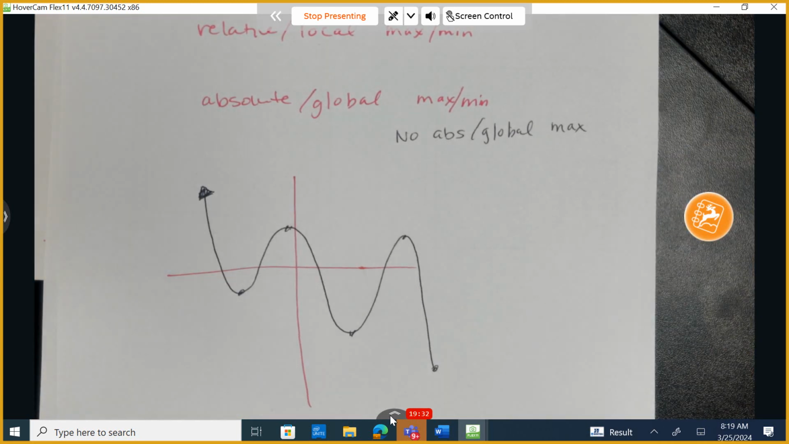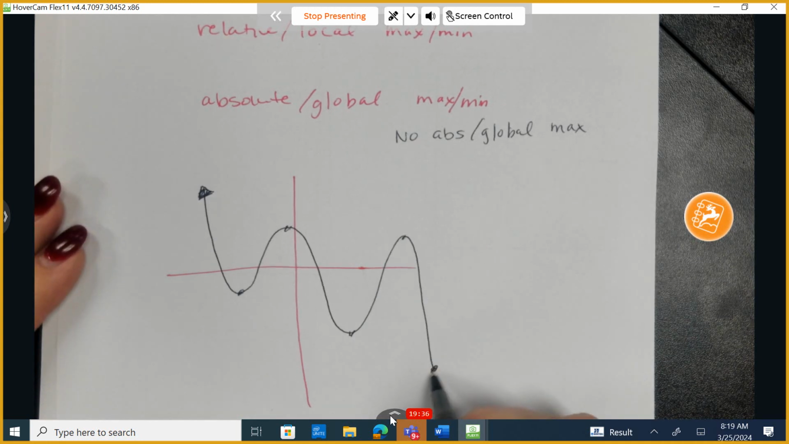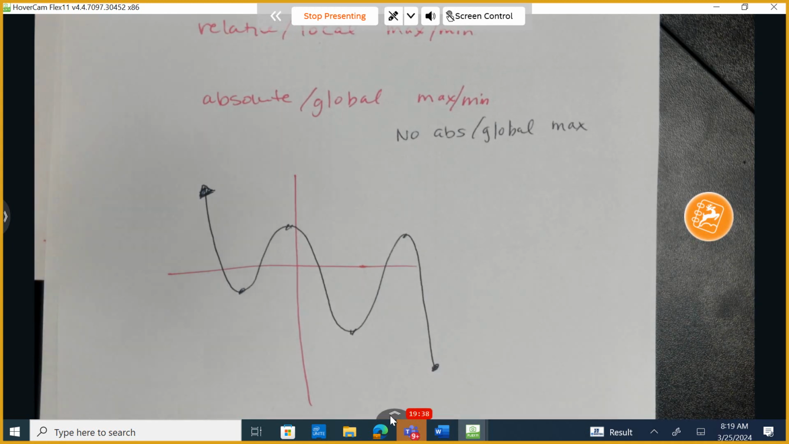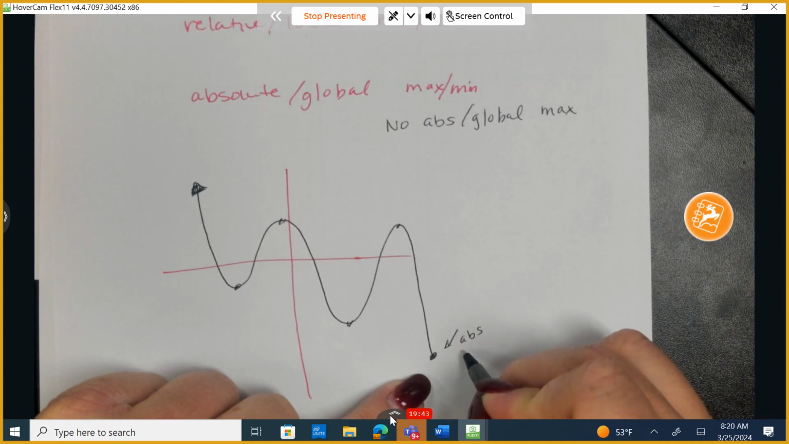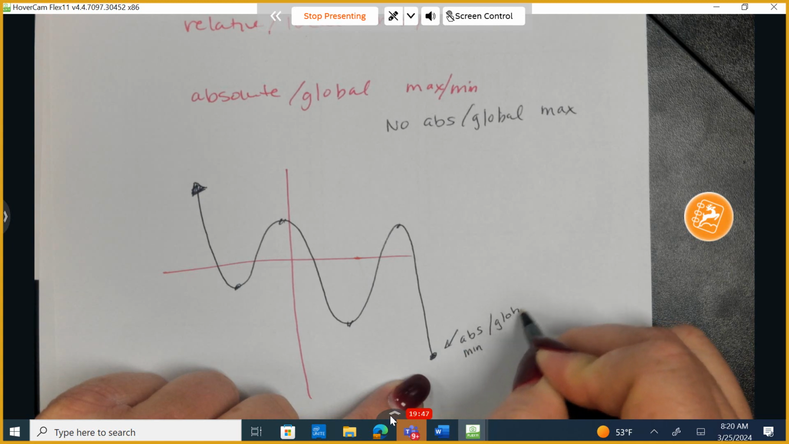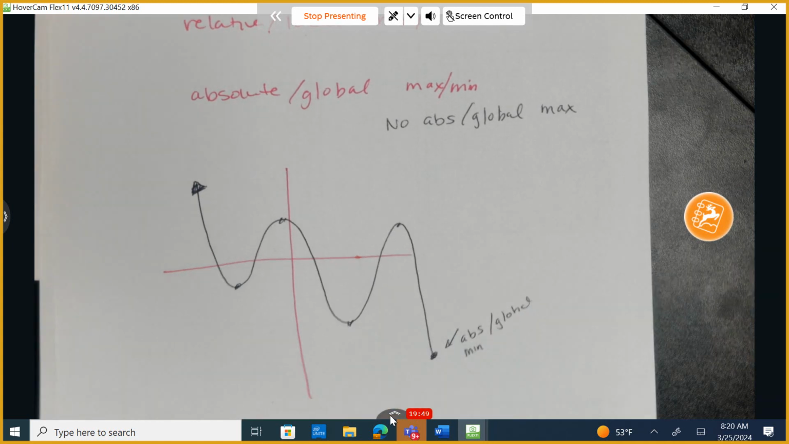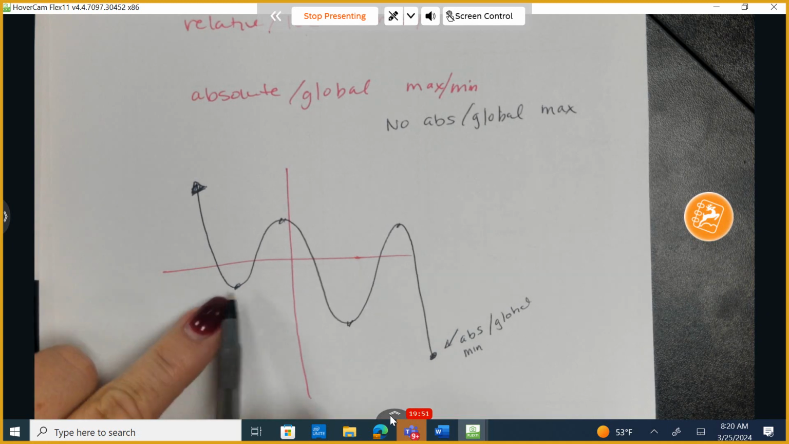All right, but is there an absolute or global minimum? Do you see this point here? It's not an arrow. Does everybody see this point? I just stopped it so we could have an absolute. This stands out as my absolute. Again, it may be called an absolute minimum, or it may be called a global minimum, but it is the lowest y value.